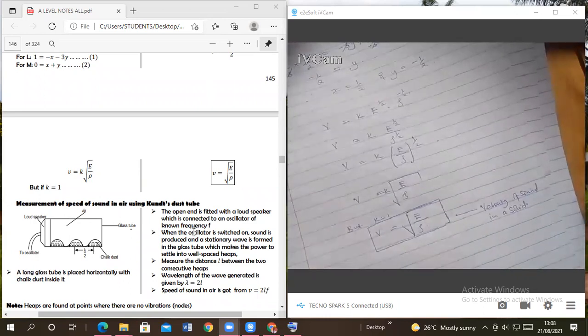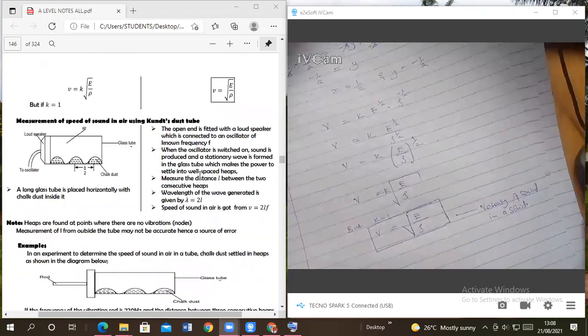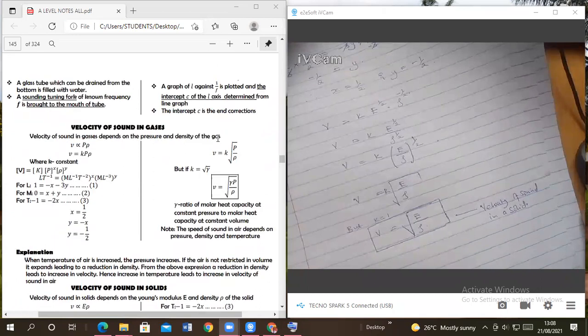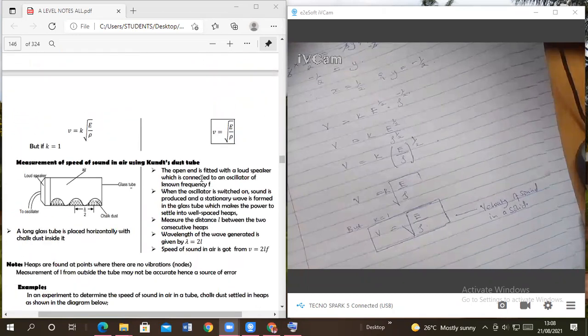So members, we have looked at these derivations and also this other experiment. Now we are left with measurement of speed of sound using Kundt's tube.